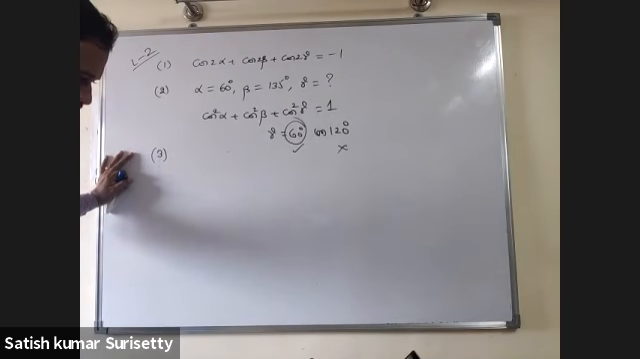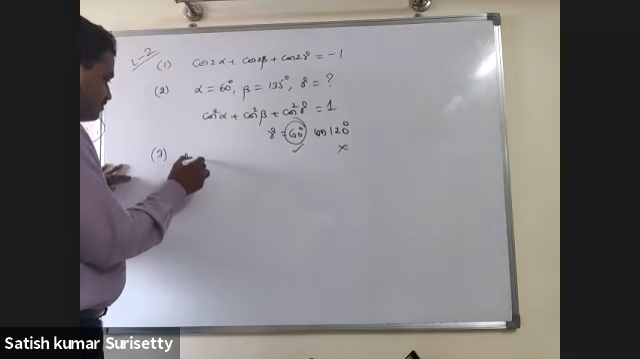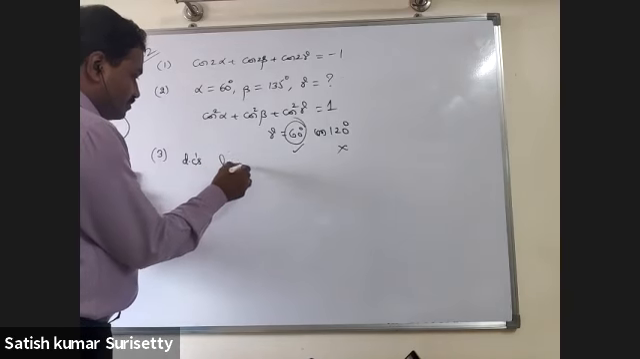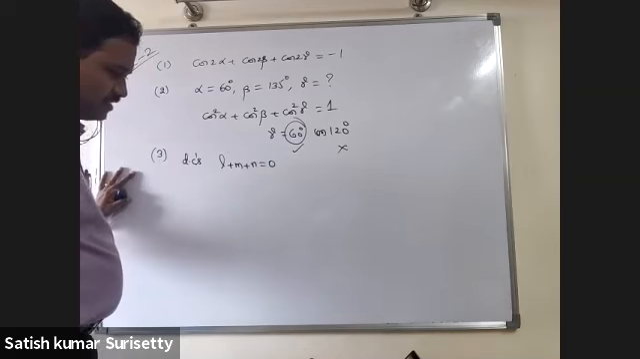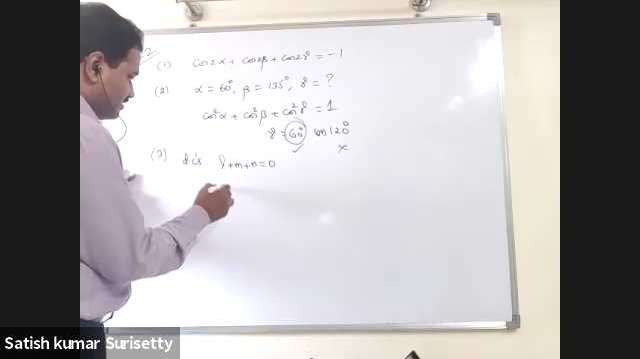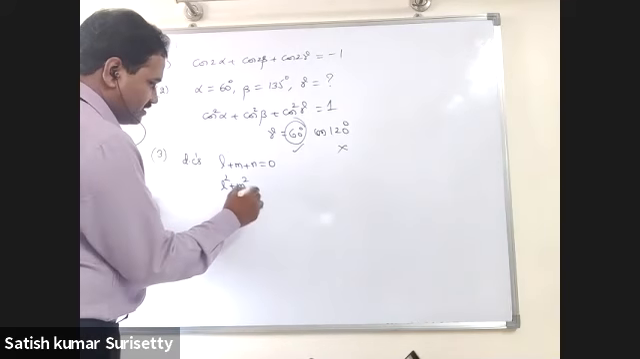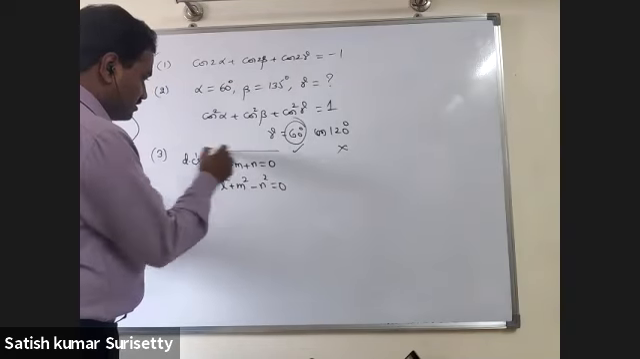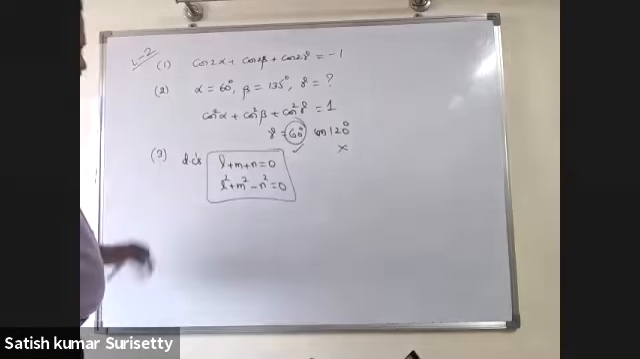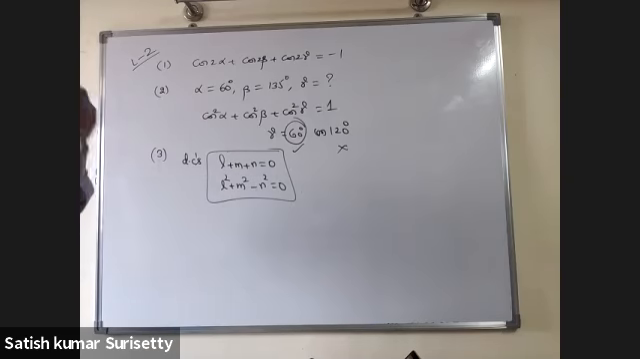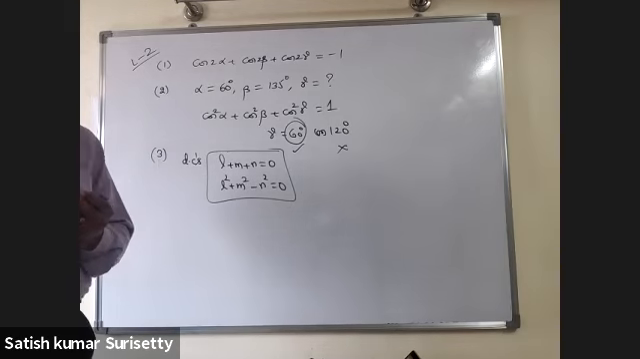Angle between lines whose direction cosines satisfy l plus m plus n equal to 0 and l square plus m square minus n square equal to 0. So you have two lines whose direction cosines satisfy these two equations. Now you have to find the angle between them. Try, all of you.